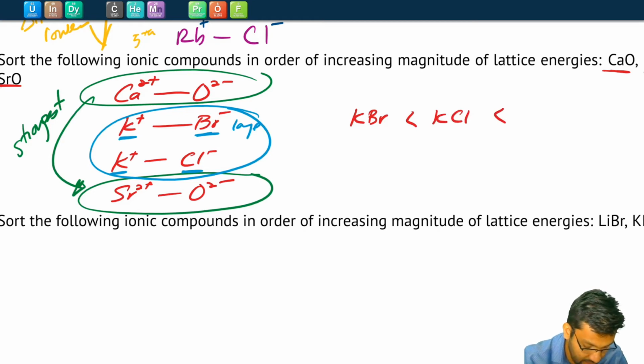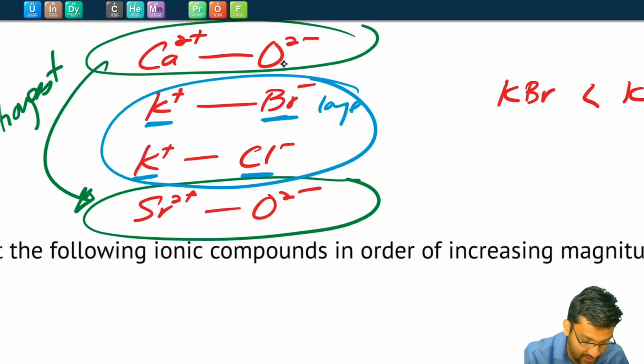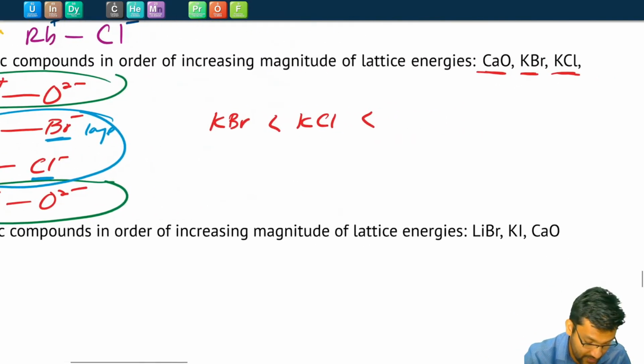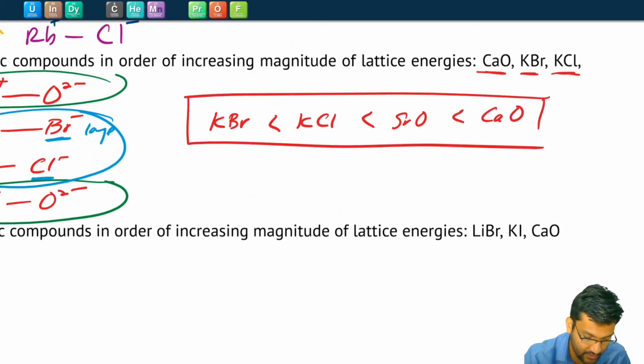Now let's look at the two that are strongest: calcium oxide and strontium oxide. They both have oxides, so we don't have to worry about that. Let's look at the calcium and the strontium. Calcium is in the 4th row, strontium is in the 5th row. This means that strontium has a larger radius, which means it's weaker. Calcium has a smaller radius, which means it's larger. So what we end up having is strontium oxide followed by calcium oxide. And there is our order of increasing magnitude.